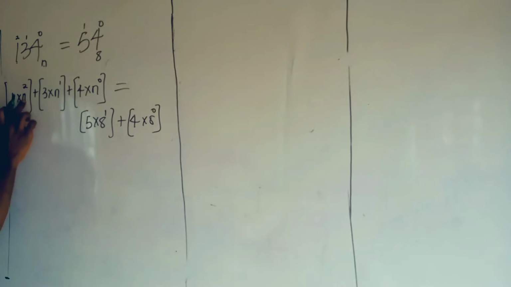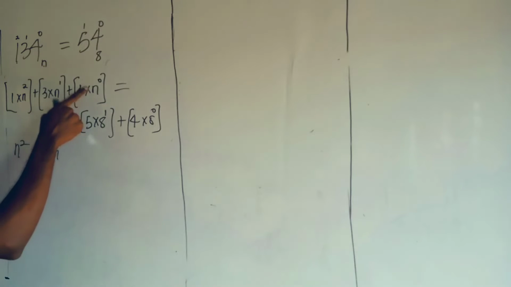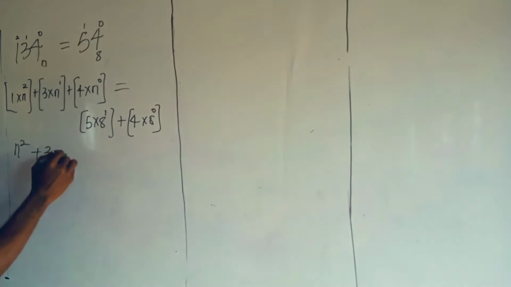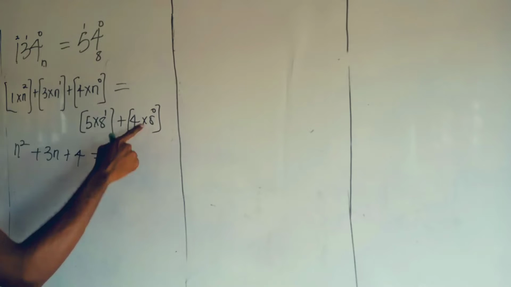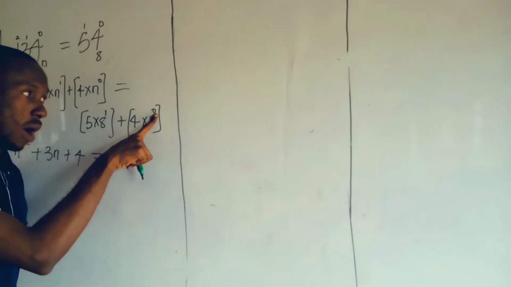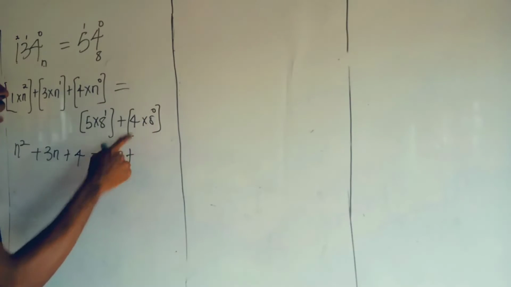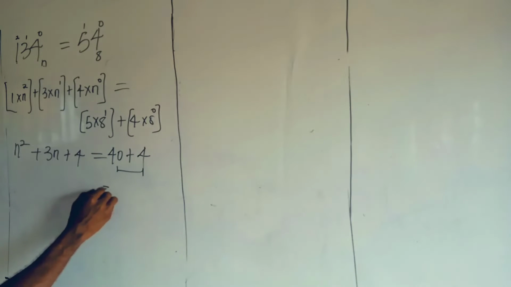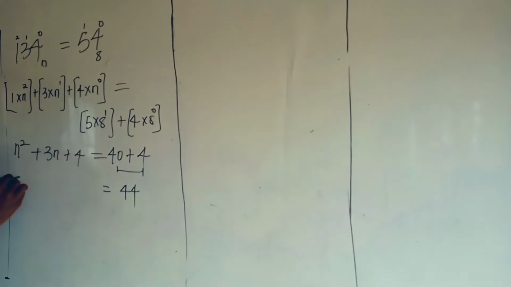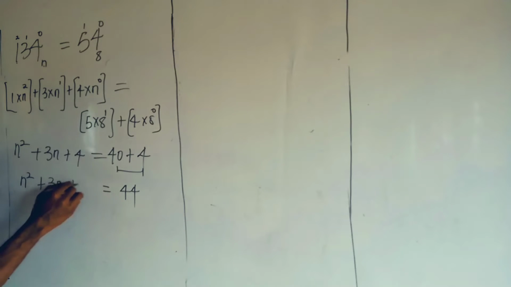So n to the power 2 is n squared. n squared times 1 will give me n squared. Then n to the power 1 is n, times 3 will give me 3n. n to the power 0 is 1, and 1 times 4 will give me 4. Then equal to 8 to the power 1 is 8, and 8 times 5 will give me 40, plus 8 to the power 0 is 1, and 1 times 4 is 4. Of course, we have 44 here on the right hand side. So I have n squared plus 3n plus 4.